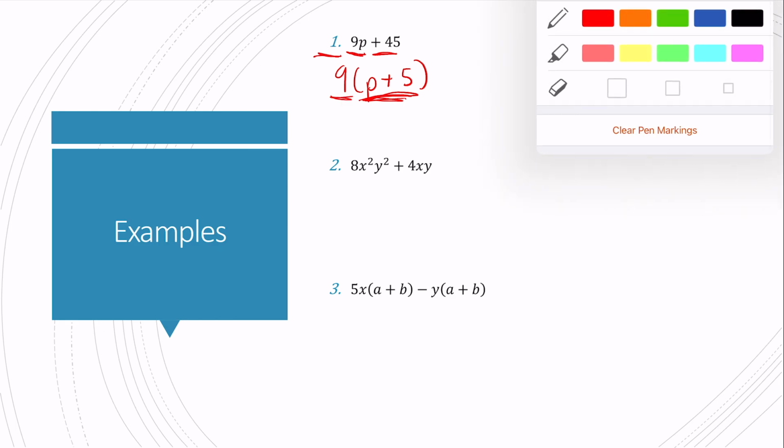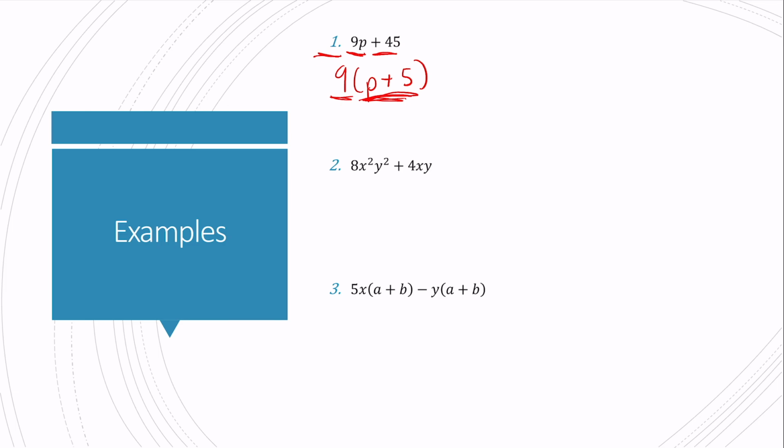So let's switch to a less angry color. Example 2, I've got 8x squared y squared plus 4xy. I'm going to go ahead and pull out the greatest common factor, which is 4xy. That leaves me with 2xy plus 1. And I see if I can break anything down further. I have 2xy plus 1. This has two terms, but it's not a sum or difference of cubes. It's not a difference of squares. So this is fully factored.